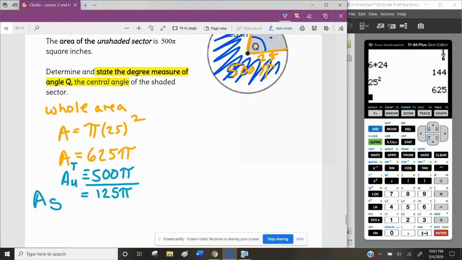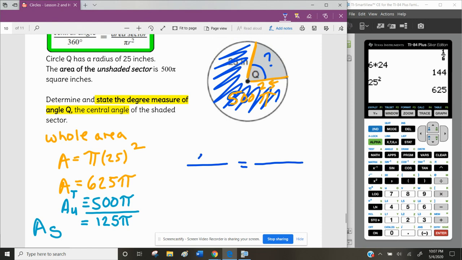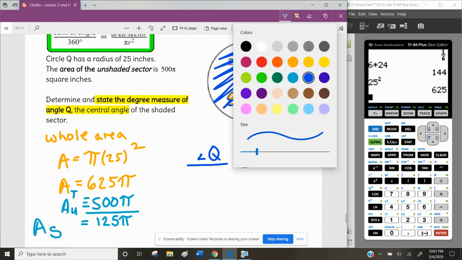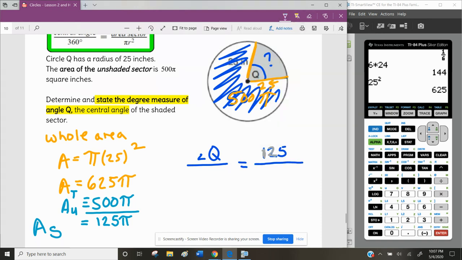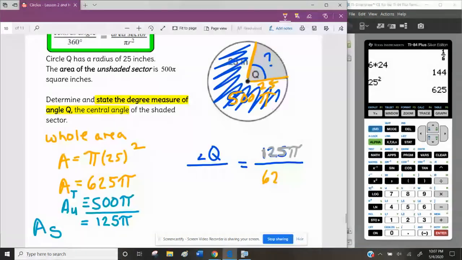So now I can set up my proportion comparing the part of the circle to the total circle. So what are we looking for here? We're looking for angle Q. You could put X, you could put something else there, some other variable. I like to name it with what it is. I have found that my shaded area, I should use a different color for that. Sure, we'll go with gray. Right, that has an area of 125 pi. And I know that the whole area is 625 pi. And I know that all the degrees in a circle is 360.